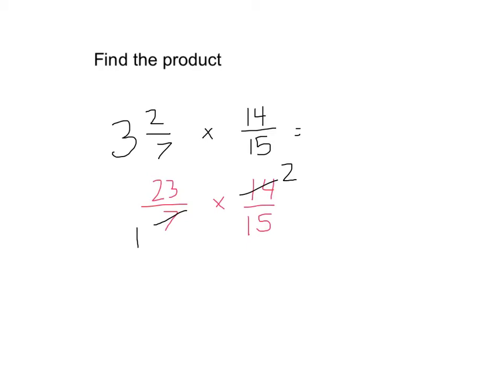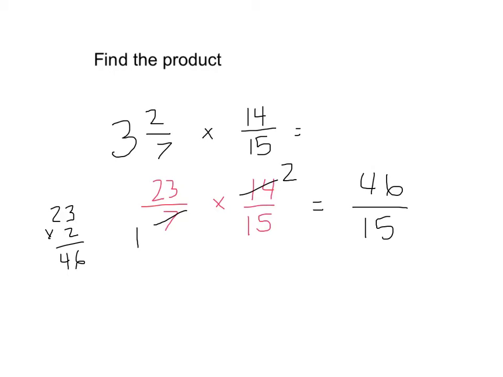My next step would be to multiply straight across the top and then straight across the bottom. 23 times 2 is 46, and you can also figure out that problem by just taking 23 and multiplying it by 2 and doing it out on paper by hand. But that was one that was actually not too hard to do mentally. And then across my denominators, 1 times 15 is 15. So my answer is 46 over 15.